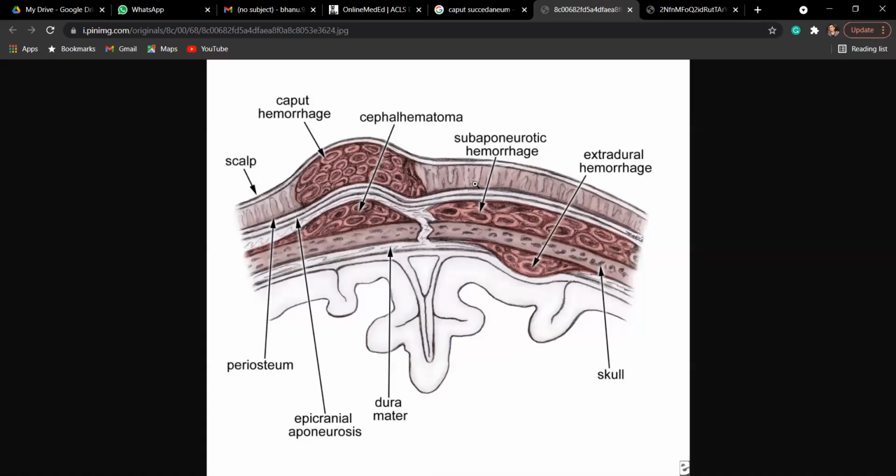Yes. So this kind of hemorrhage can cross a suture line. If it is present in the frontal bone, then it can cross the suture line and will be present in the temporal lobe or the parietal lobe, right? Ultimately, because of gravity, it will all come down and start accumulating near your temporal bone, right? So this is the caput hemorrhage, and it can easily cross the suture lines. It could be bilateral. A unilateral hematoma can become bilateral. So this kind of presentation will be present.